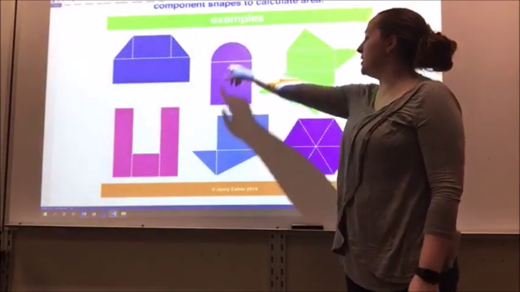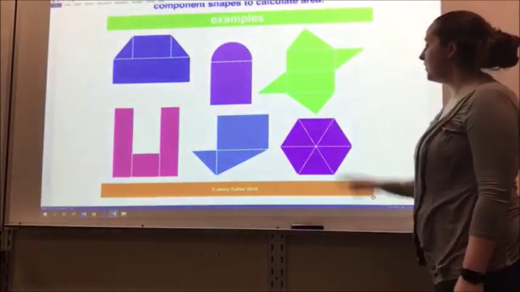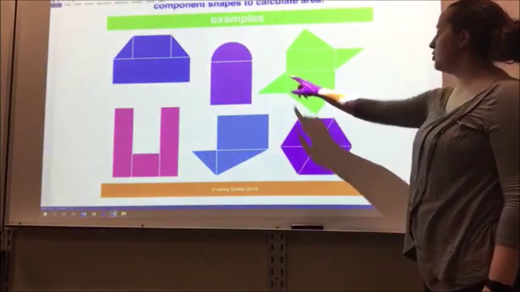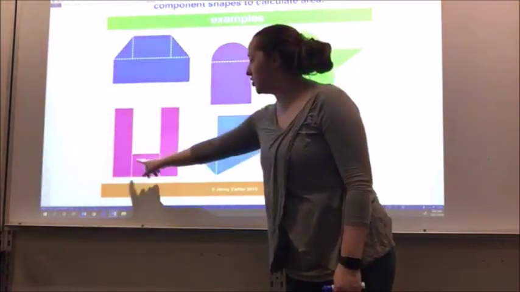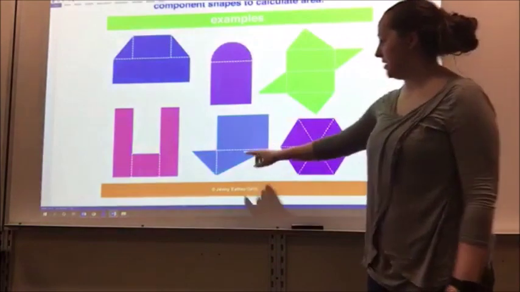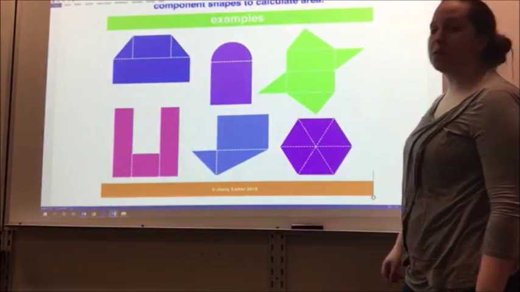We have this one here, which is split into a rectangle and a semicircle. This figure has been split into multiple triangles and rectangles. Rectangle, a square, and a rectangle. Rectangle and two triangles. And the hexagon was split into 6 equilateral triangles.